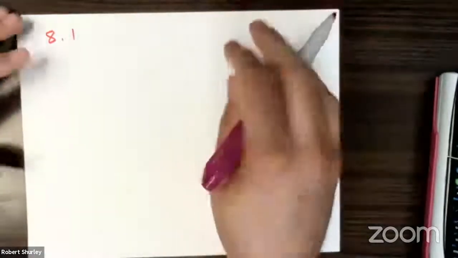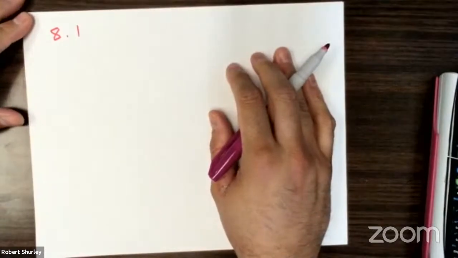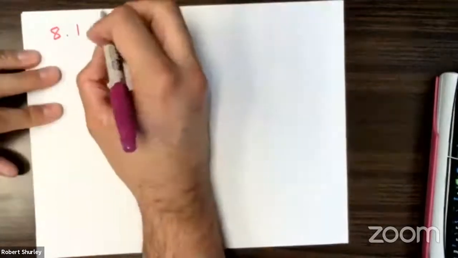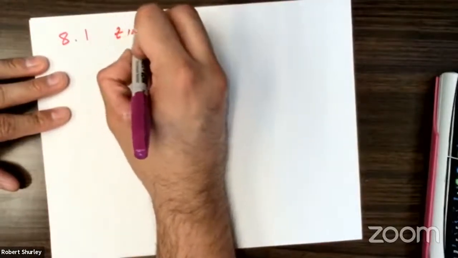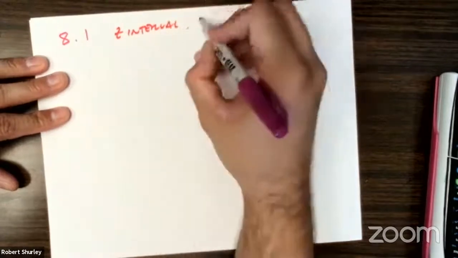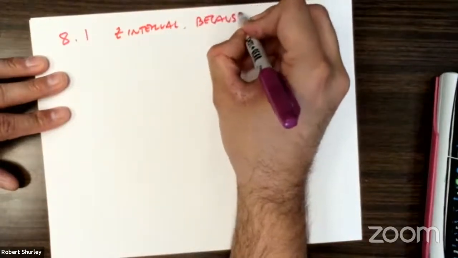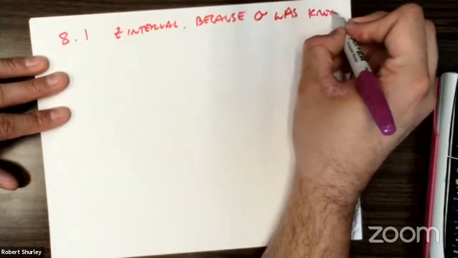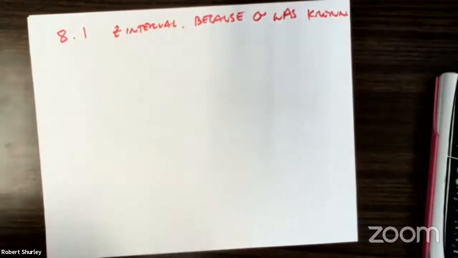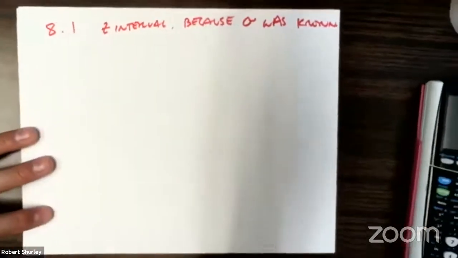In 8.1, the goal here was, hold on a second. Oh yeah, this is when we knew the population standard deviation. So 8.1 is when we knew the population standard deviation. So we use the Z interval because the sigma was known, right? The sigma was known. So there are a few things I need you to know definition-wise that'll probably pop up.